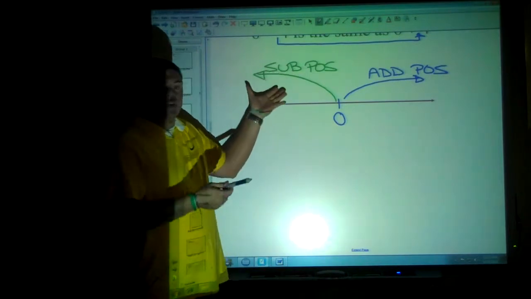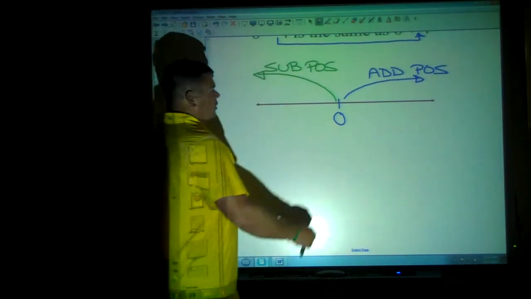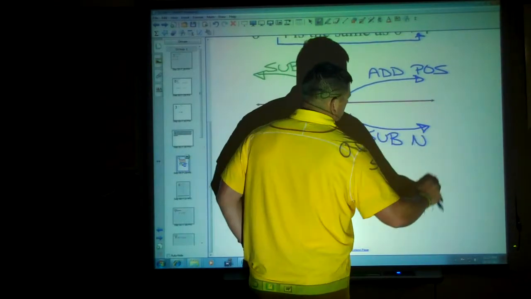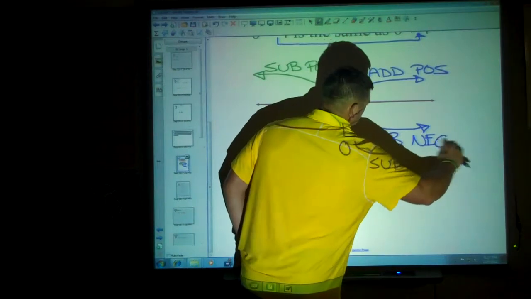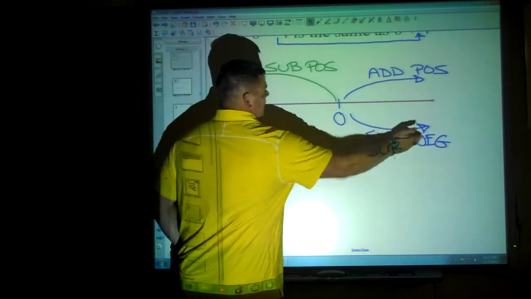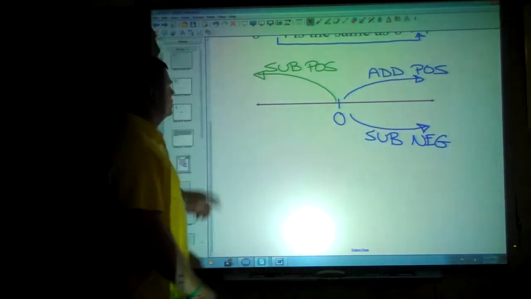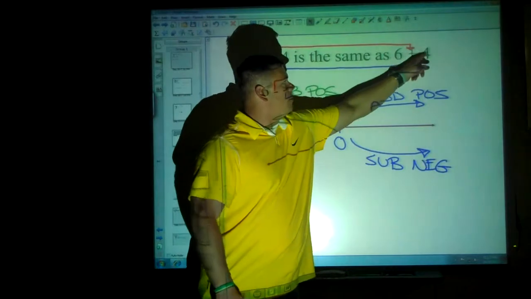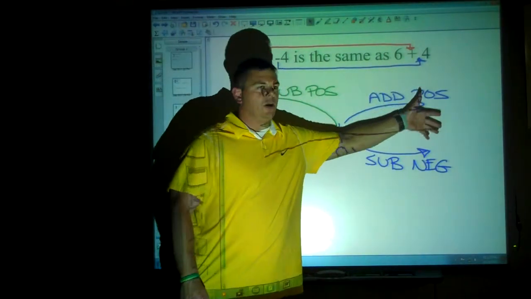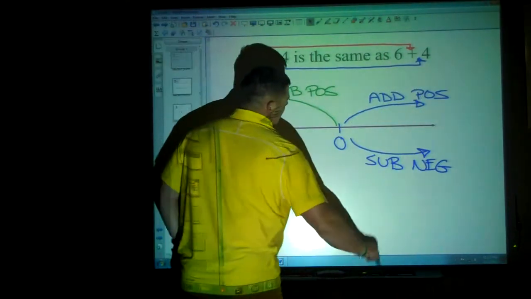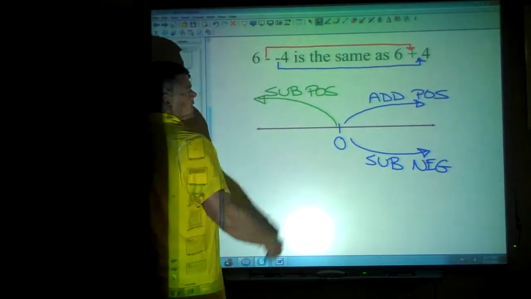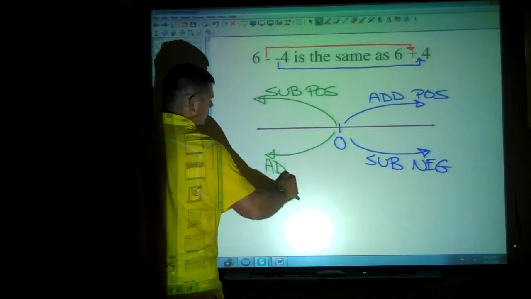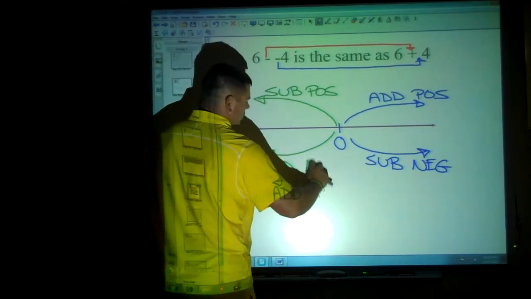Subtracting a negative can't go the same direction as subtracting a positive, which means subtracting a negative is actually the exact same thing as adding a positive. Oh. Subtracting a negative was the same as adding a positive. Same direction on the number line. If adding a positive takes you to the right, then adding a negative can't go the same direction. Adding a negative must go this direction, to the left.